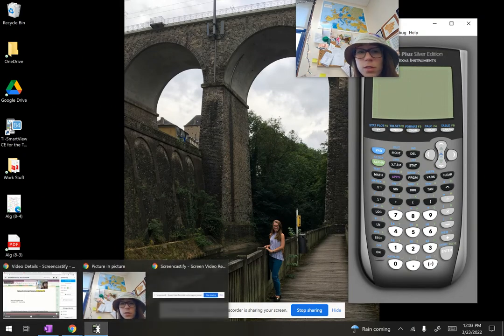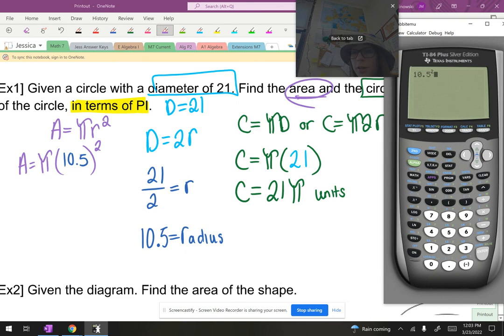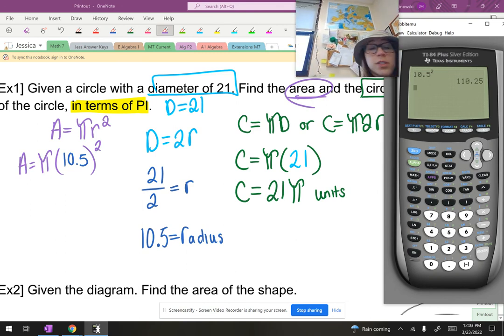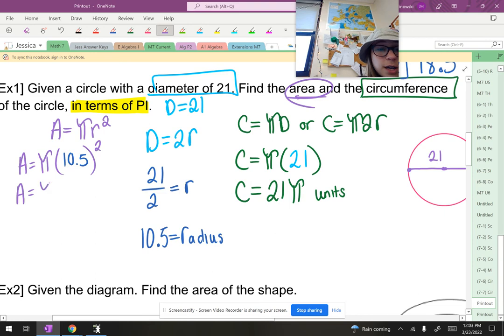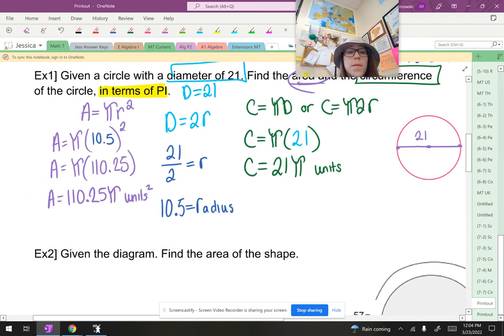So, boom, 10.5 squared, and remember you can be using that x squared button to easily square things, is 110.25. So A is equal to pi times 110.25. And again, in terms of pi, I'm just going to rewrite that so the pi symbol is at the end. And we can call that units squared because it's area. Boom. So again, in terms of pi, doing all of the math possible except for multiplying by the pi.